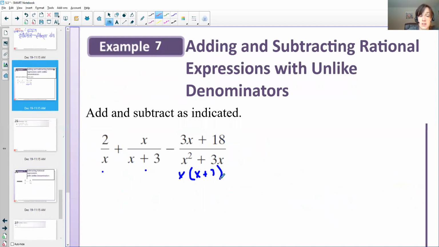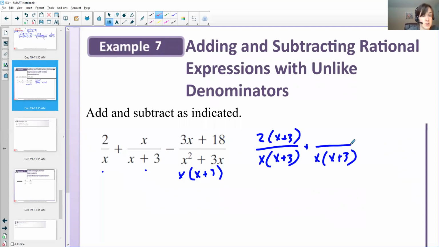Oh, there it is. So the common denominator in this case, I need an x for that guy, an x plus 3 here, and an x plus 3 here. That's my common denominator. So the only fractions that need to change are the first two. This needs to be x times x plus 3. So what changed in the first fraction? Just the x plus 3. Plus x times x plus 3.